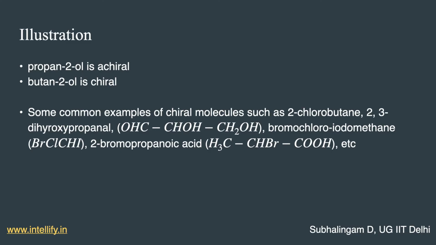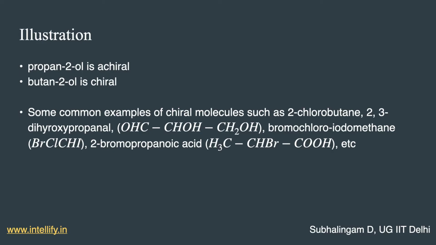Example, 2-chlorobutane, etc. So till now we have been seeing what is optical isomerism. For that we saw what is plane polarized light and what is dextrorotatory and levorotatory. Then we saw what is a stereocenter, that is an asymmetric carbon. Then we saw chirality, that is non-superimposable mirror images. Then we saw an illustration of propan-2-ol and butan-2-ol.